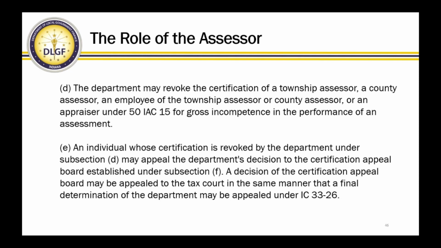If we did find something where an assessor had done something in terms of gross incompetence, then we could revoke that person's level 3 certification or level 2 certification. And if we did revoke that person's certification, the individual could appeal our decision to what's called the Certification Appeal Board. And fortunately, we've never had to meet.